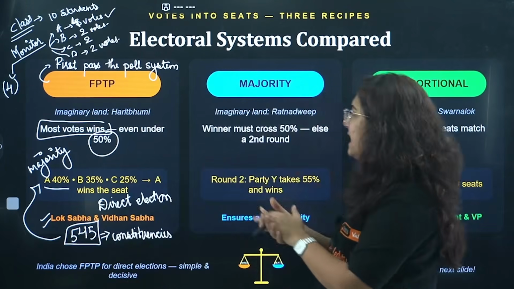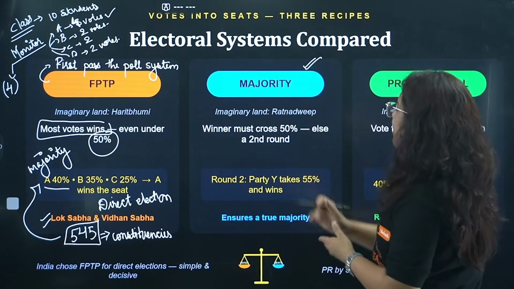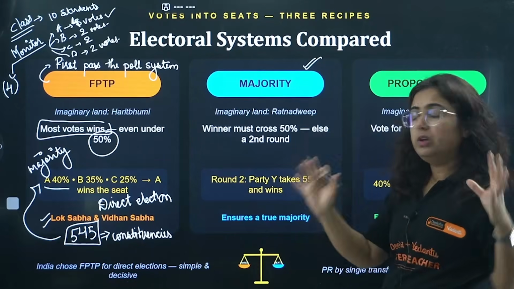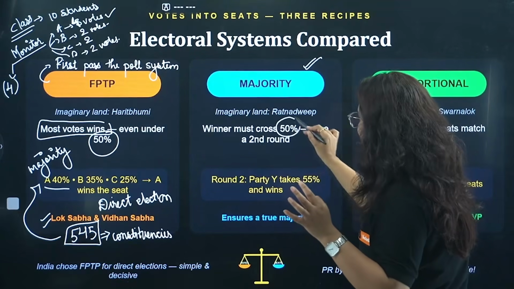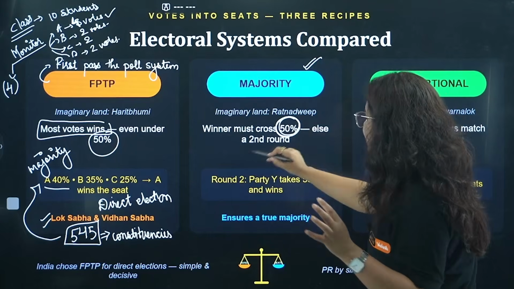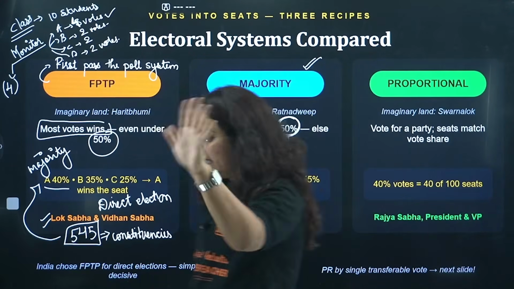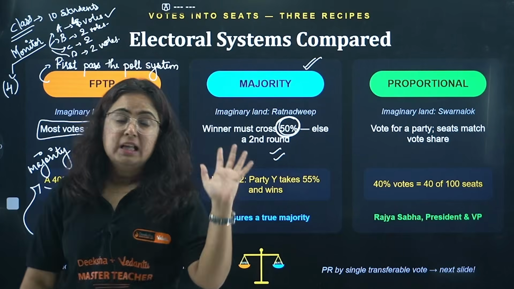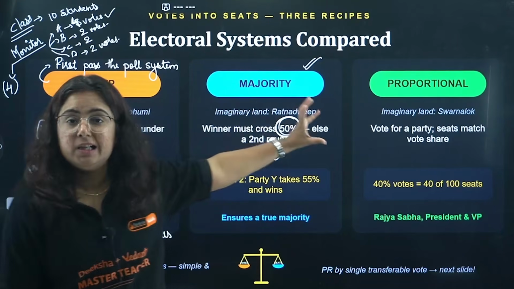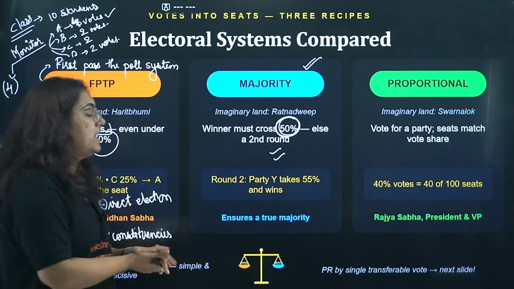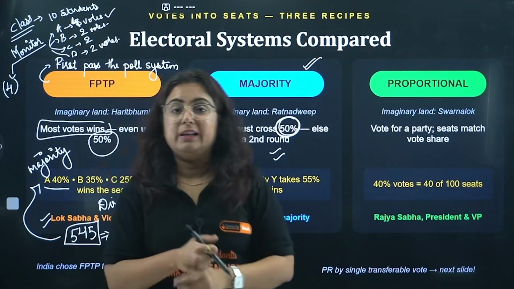Okay, the next one is the majority type of election. Israel and some countries follow that a winner is only the one who crosses 50% of the vote, else a second round will be conducted. It ensures a true majority. In India, this is not being followed. Now we are moving towards the third type of election, that is proportional representation.